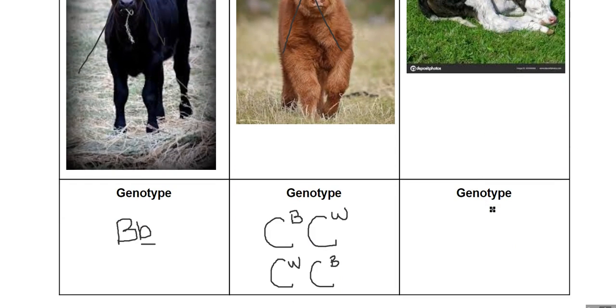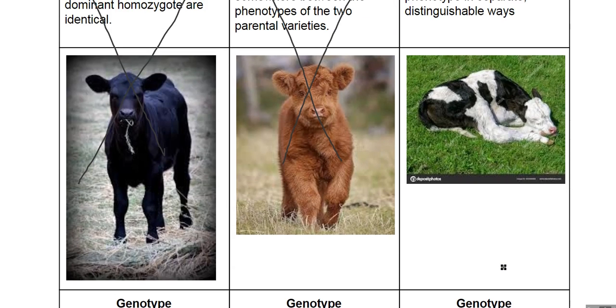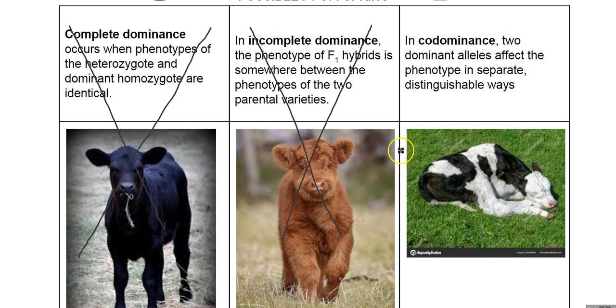So this genotype for this spotted cow would be the same as the brown one. And you could write it either way because they are codominant, they're both expressed. But the main thing that you need to know is the difference between incomplete and codominance. We show a phenotypic intermediate in incomplete dominance, and in codominance, both of those phenotypes are expressed.